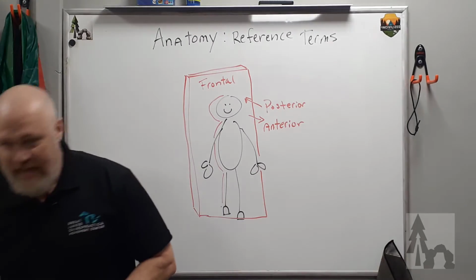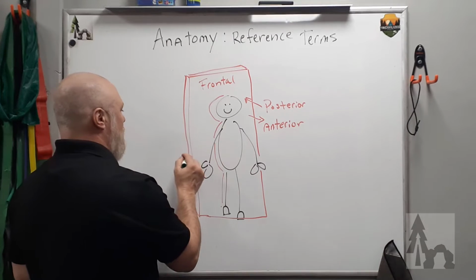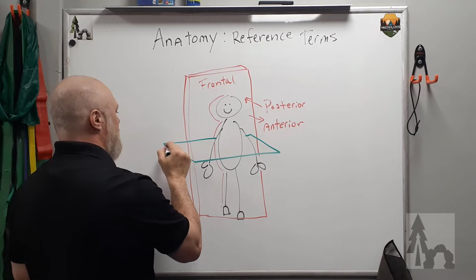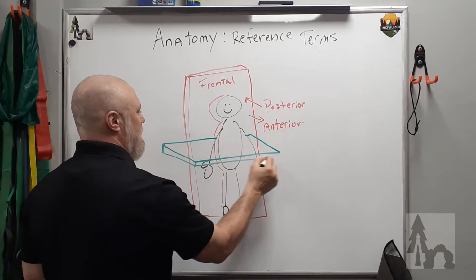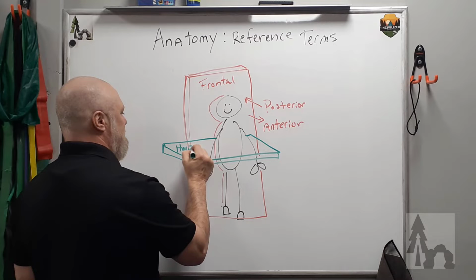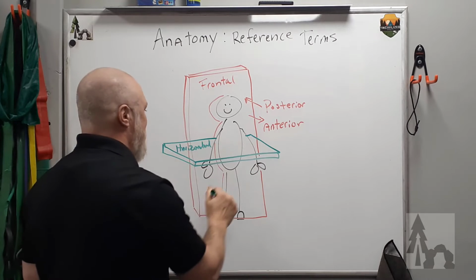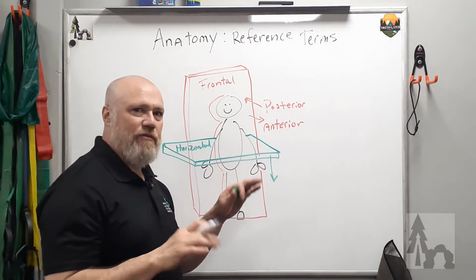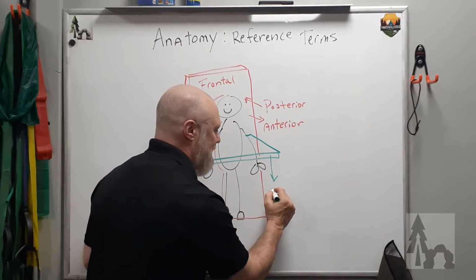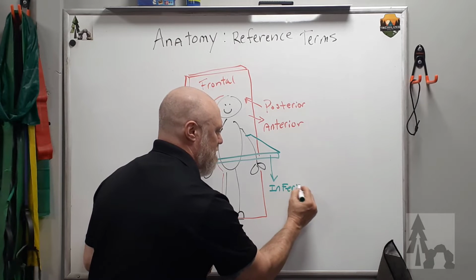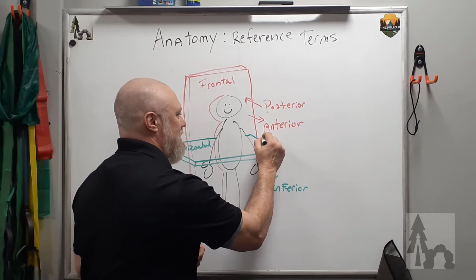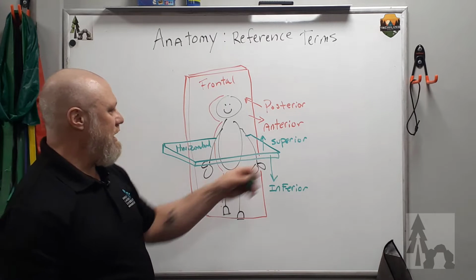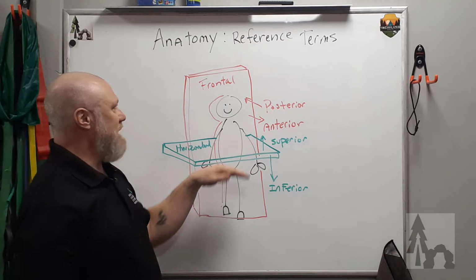Okay? The next plane is going to be a horizontal plane. Right? The horizontal plane cuts us in half and is going to divide us into anything below that plane or organ of reference or part of reference. Anything below that is going to be called inferior. Anything above that plane would be pertaining to above, superior. So inferior and superior. Right? This is a horizontal plane.